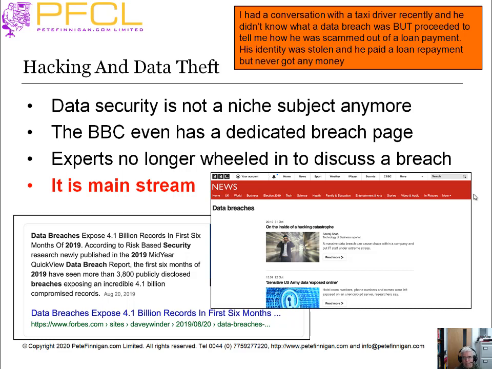GDPR was made law across Europe from May 2018. In much more recent times, the BBC doesn't bring an expert in anymore. The main newsreader talks about data breaches. They seem to be happening all the time. The BBC even has its own data breach section of its website where it lists data breaches that have occurred. So it's a mainstream subject. Everyone knows about data breach, and this is the thing that we're trying to solve with securing an Oracle database. We're trying to protect the data in an Oracle database. So this is very relevant.